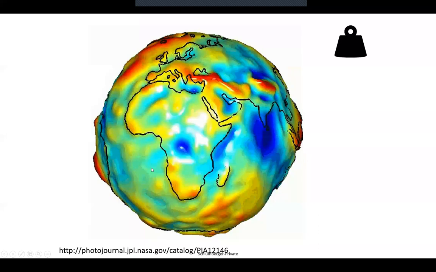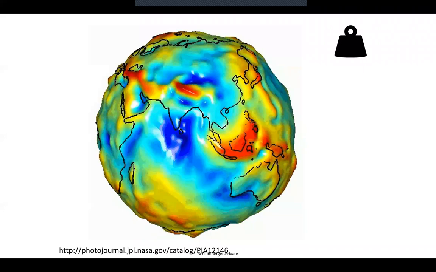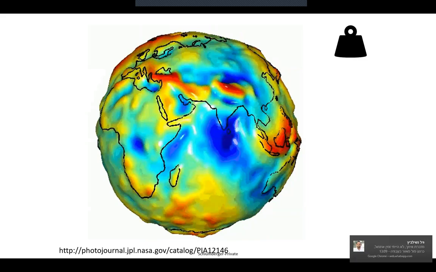Okay, so every place in the world has a density, and the reason that when we take a ball and throw it from our hands, it goes down is because there is a gravity field that takes it down, right? And there are places where the gravity is a little bit lower.